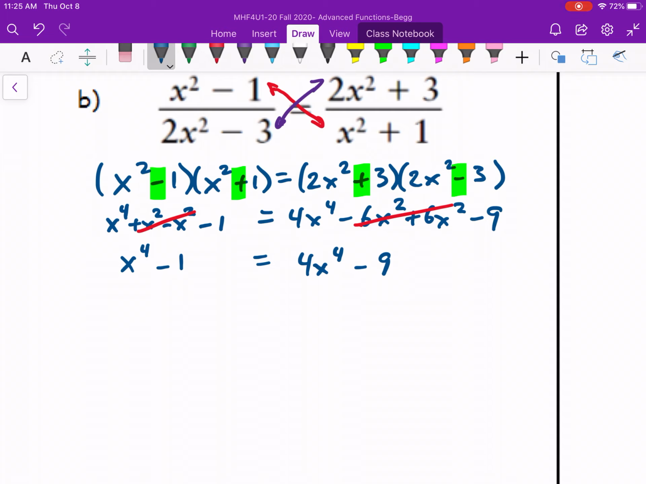If I bring everything to the right side, then I end up with 3x to the 4, my bad, 3x to the 4 minus 8. Sorry, I totally lost my train of thought. Okay, there we go. I'm feeling good about that.